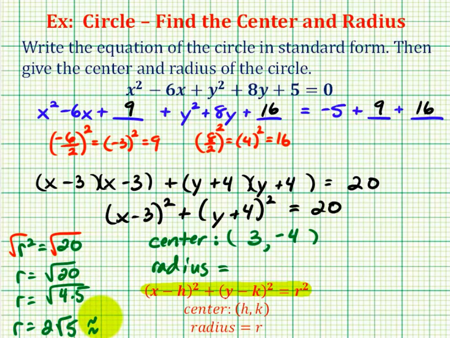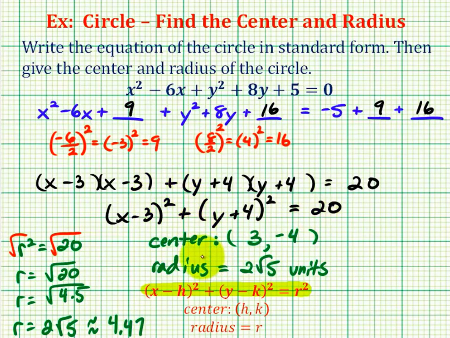If you want to write it as a decimal, we'll get an approximation of 4.47. So I'm going to write the exact length, 2 square roots of 5 units. But if you're trying to graph it, we'll need to use 4.47.